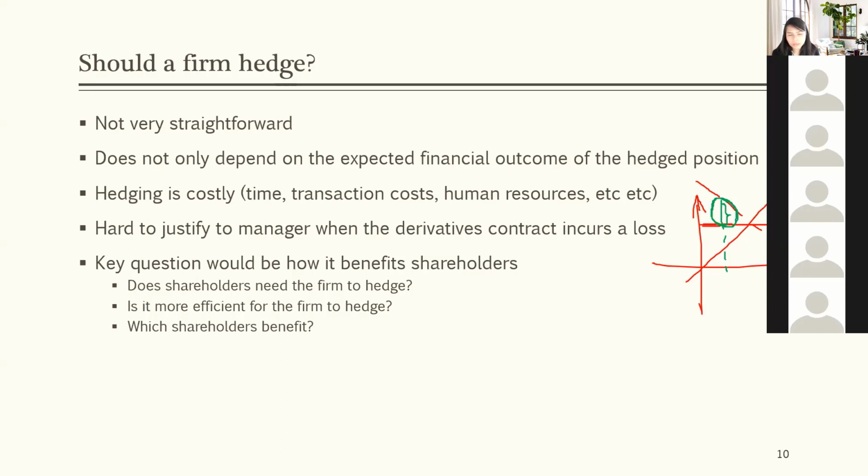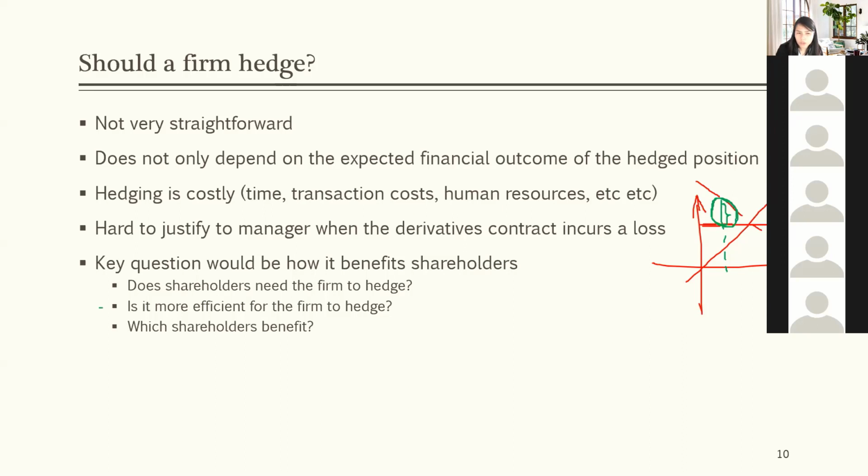So believers of the efficient markets argue that shareholders don't need the firm to hedge because different people have different risk appetite. So I could be very risk averse, but some other richer person might have a higher risk tolerance. And in that case, maybe it's better to leave it to the shareholder to determine how much risk they want to take, okay? Rather than the firm trying to eliminate all kind of risk for the shareholder.